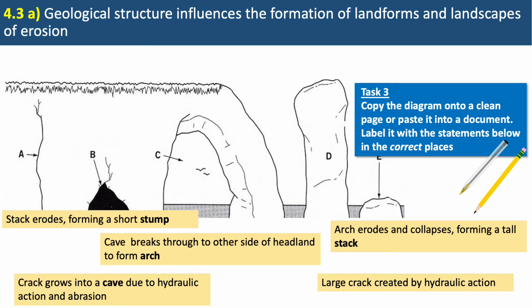With A, so the first part, I'm just going to give you a little bit of help: we have a large crack created by hydraulic action. And hydraulic action, along with the three other processes of erosion, you need to get super comfortable with, because you will need to know those processes for both coasts and river processes, which is coming up after your coasts lessons. Okay, so please make sure that you do that in the correct order, the A, B, C, D or E.